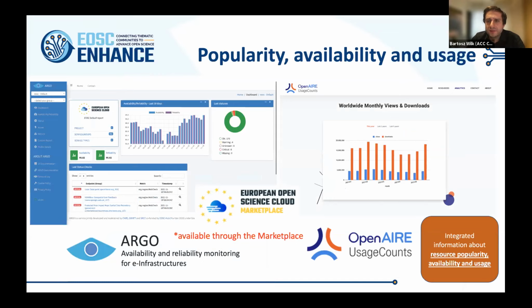Popularity and availability, such as reliability and usage of services and research products, will be available via the marketplace through the integrations with Argo messaging service and OpenAIRE usage count services. So basically, the end users will have a possibility to see how popular, how available, and how frequently used or downloaded different types of resources are.